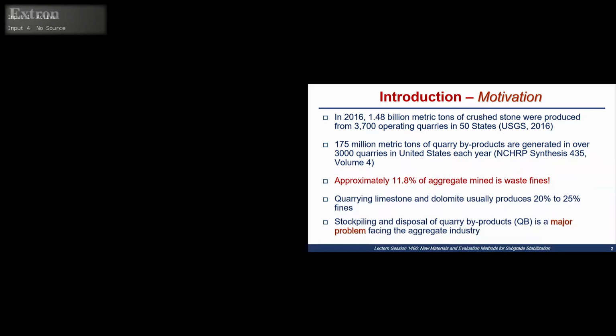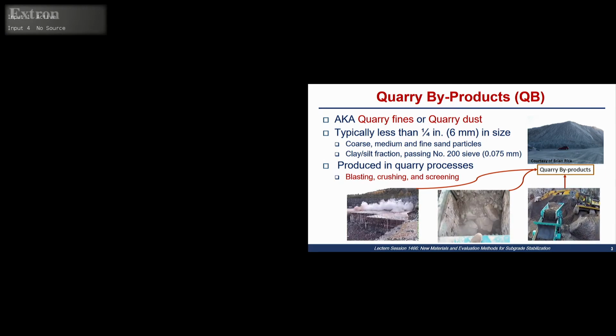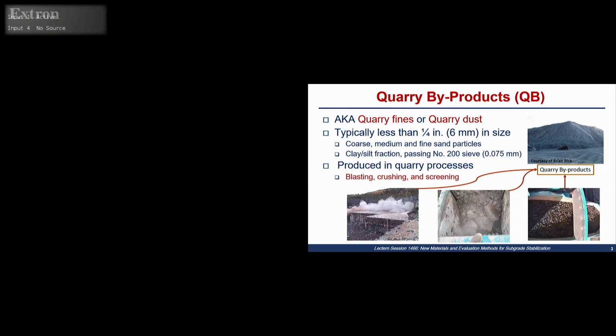So that's why we're studying some applications for this material in pavements. To start with, what is quarry byproduct, or what is the definition of quarry byproducts? Quarry byproducts are also known as quarry fines or quarry dust. These are typically sand-sized materials, so they're less than quarter-inch sieve or 6 millimeter in size.